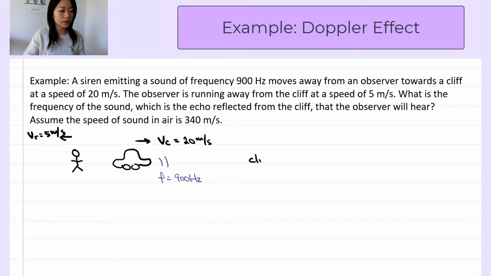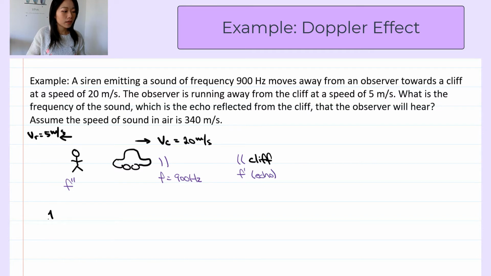And the cliff will perceive a different frequency and will reflect the frequency back to the car or the runner. And let's call this F prime, which is the echo. Then since the runner is also moving, the observer, the runner, will perceive a different frequency. And let's call this F double prime. So we need to consider two steps.